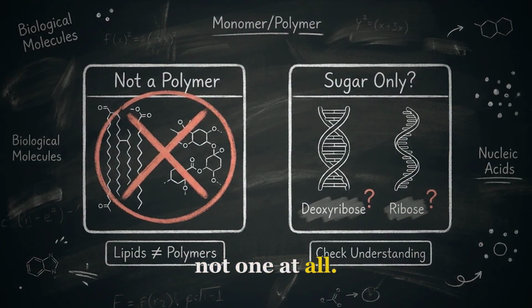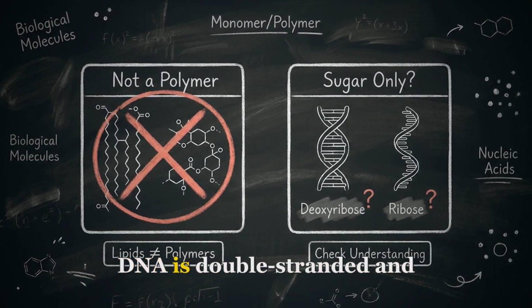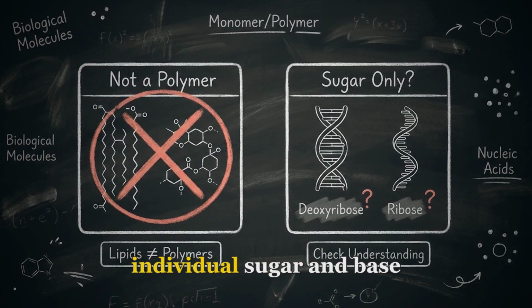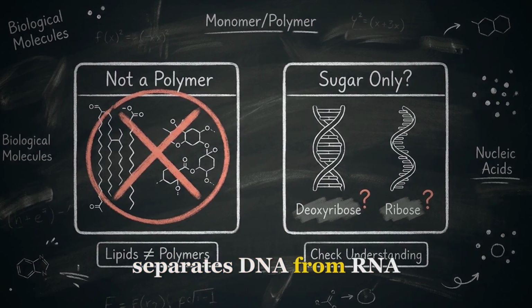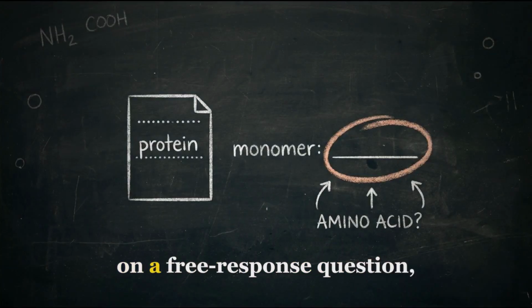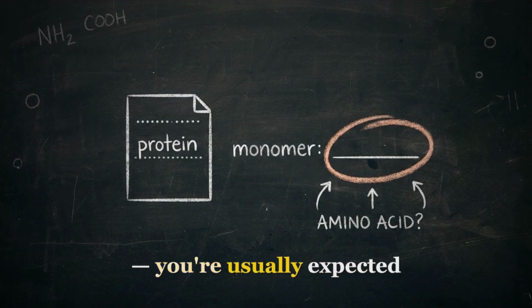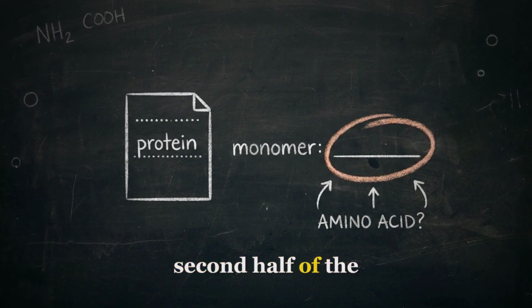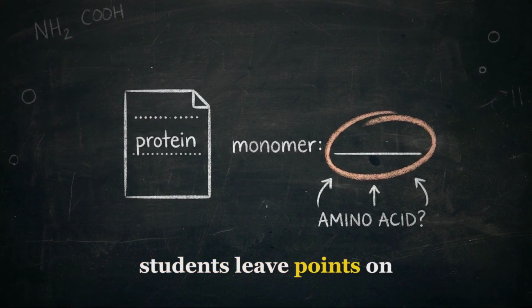Third, and this one's sneaky, students memorize that DNA is double-stranded and RNA is single-stranded, then forget that a nucleotide's individual sugar and base identity is what actually separates DNA from RNA chemically, not just the strand count. And fourth, on a free response question, naming the correct macromolecule isn't enough by itself. You're usually expected to name its monomer too. And losing that second half of the answer is one of the most common ways students leave points on the table.